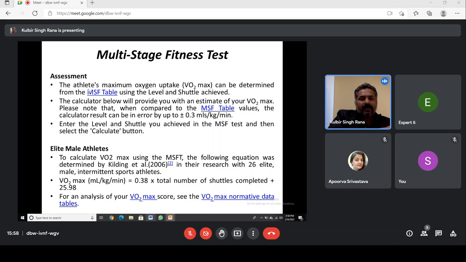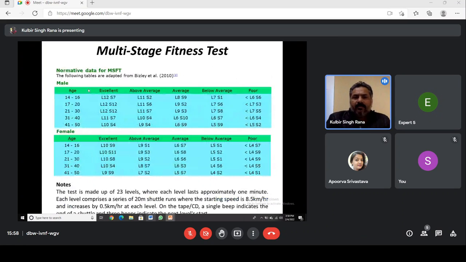Normative data, what is the normative data? From a large number of surveys for any athlete, we determine what is a poor VO2 max, what is good, what is average, and what is best, right? So we compare the normative data in males and females, from the 14 to 16 age group up to 41 to 50, right? So these are the normative tables: excellent, above average, average, below average, and poor, right?